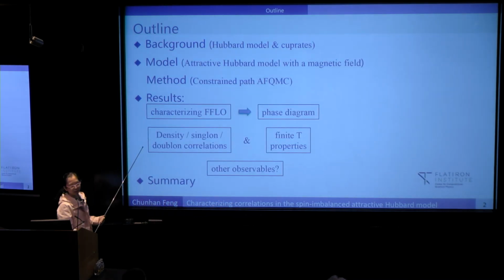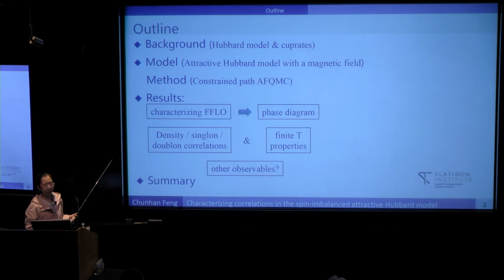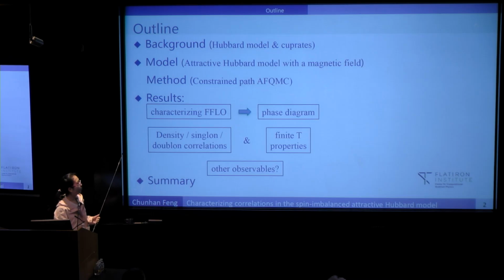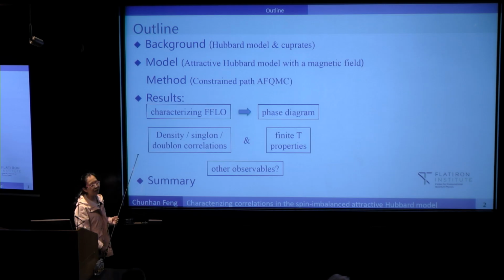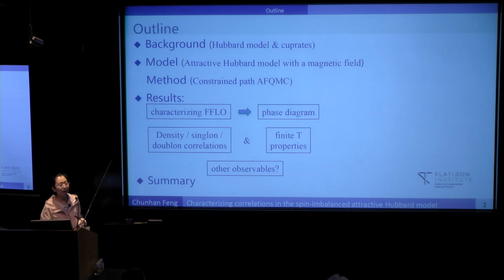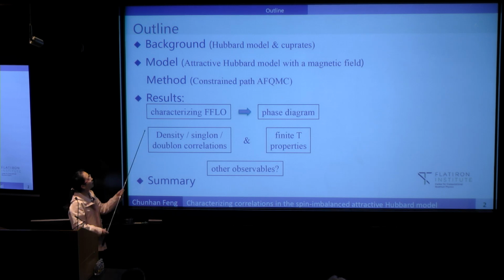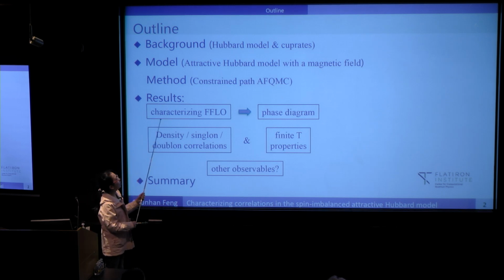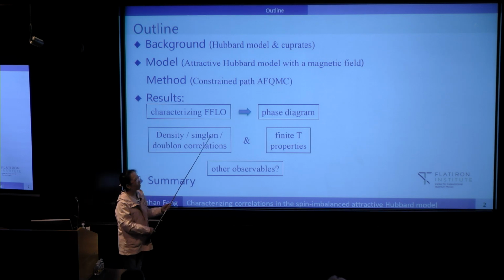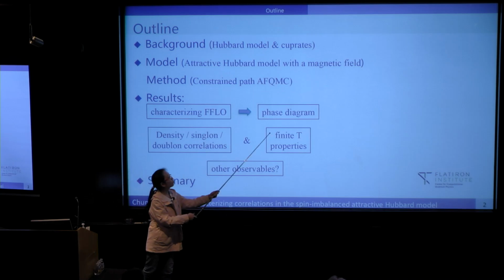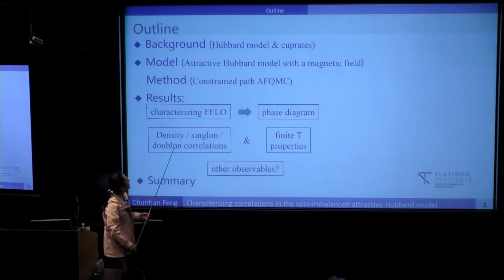Here is the outline of my talk today. I will start with some background on the Hubbard model and cuprate physics, and then I will briefly show you the model we studied here. Then I will briefly discuss the method, the constrained-path auxiliary-field quantum Monte Carlo method. Later, I will show you some interesting results, including how we characterize the FFLO order, and we obtain a phase diagram on the 2D density-magnetization plane.